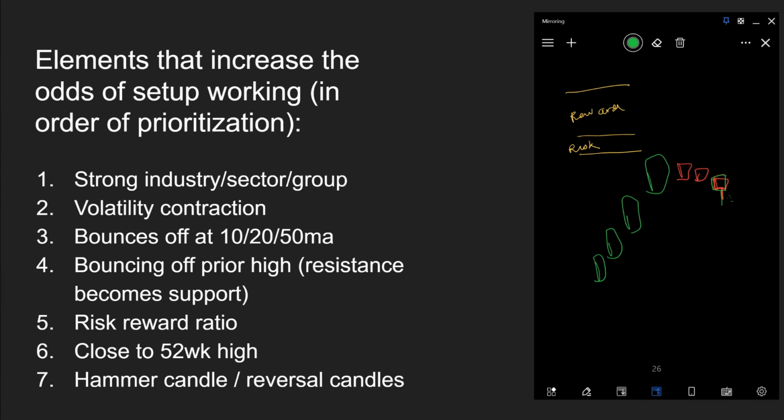And I don't think too many traders even talk about it and know about it. The only other one I know is Oliver Kell, who uses it. But it's fantastic and I highly recommend it. So these are the elements that I look at, which increase the odds of the setup working, and in this order of prioritization.